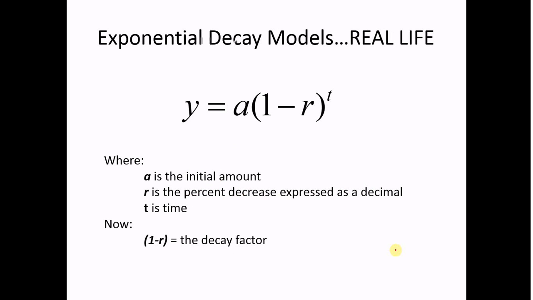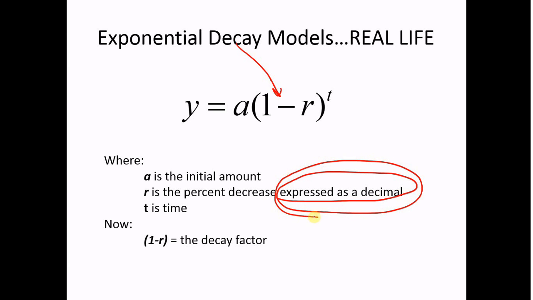Now, what about decay? Decay models are probably the ones you're going to see the most. It looks similar to the growth model, but a little different. We're going to go a times 1 minus r. Notice how it's subtraction, because it's decay. Makes sense, right? To the t. A is the initial amount, the amount you start with. R is the percent of decrease expressed as a decimal. I can't tell you guys enough, make sure you use decimals. T is the time. 1 minus r is your decay factor, just like how b was.